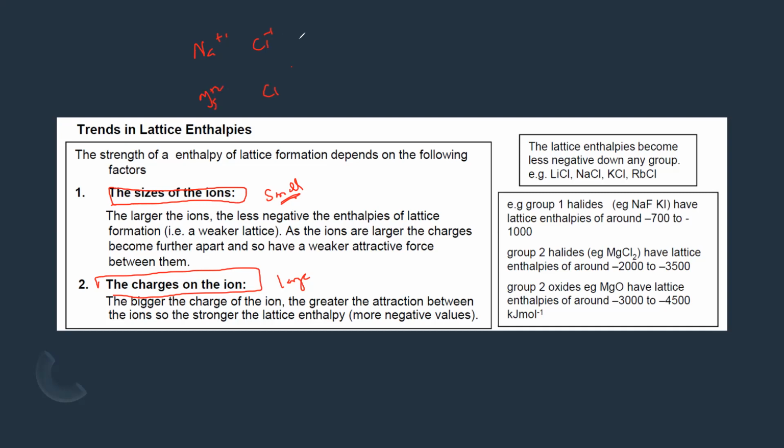Sodium chloride will have a smaller lattice energy, or it will be less exothermic, and magnesium chloride will have a larger lattice energy because the ions are closer and the net charge on the ion is greater, whereas in sodium chloride the ions are larger and the charge is smaller. So the larger the ions, the less negative the enthalpy of lattice and the weaker the attraction, and the greater the charge, the greater the attraction, so higher lattice energy. Is it clear?